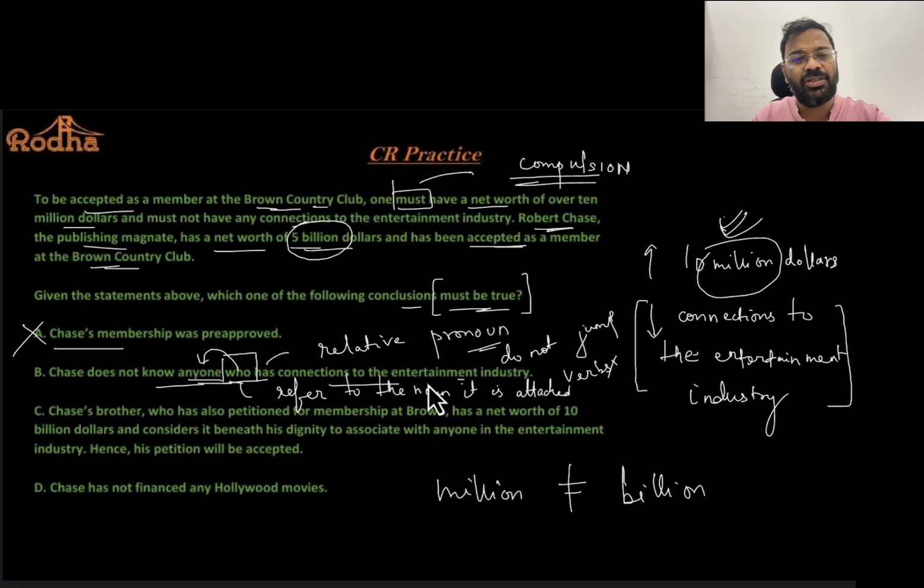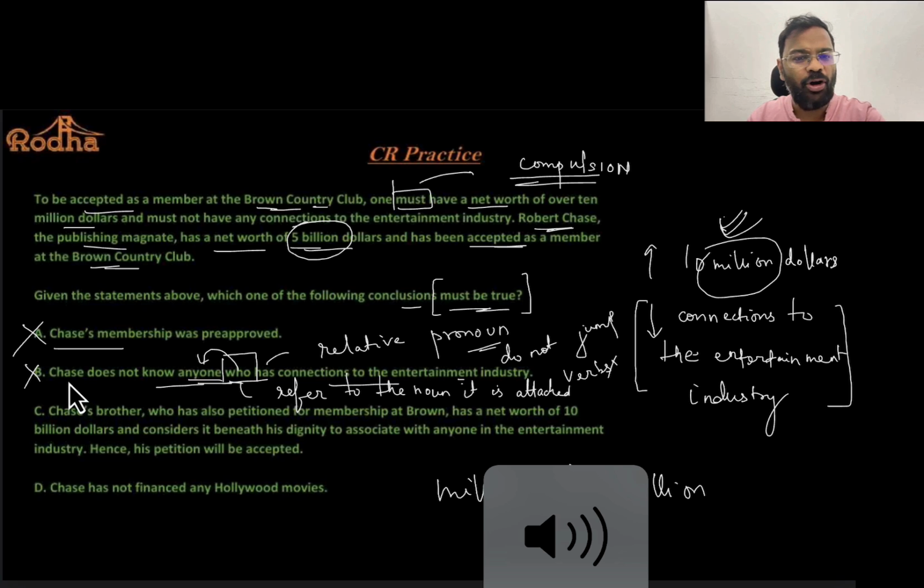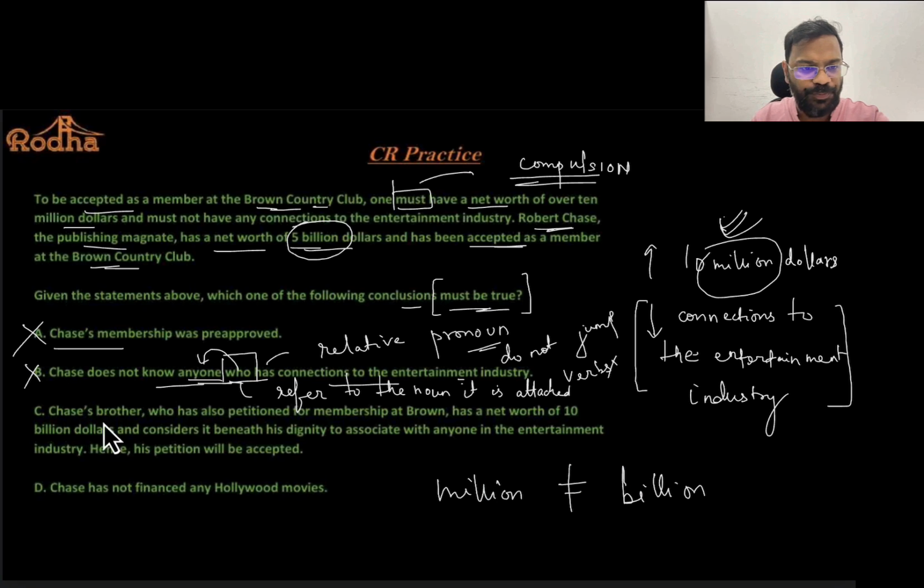Should it be about Chase not knowing anyone or Chase himself not having any connections? It should be Chase himself not having any connections. So B is eliminated, and almost none of you would have eliminated option number B here. I just hope you realize this through the concept of relative pronoun. Chase's brother, who has also petitioned for membership at Brown, considers it beneath his dignity to associate. His petition will be accepted. Doesn't matter anything about Chase's brother.